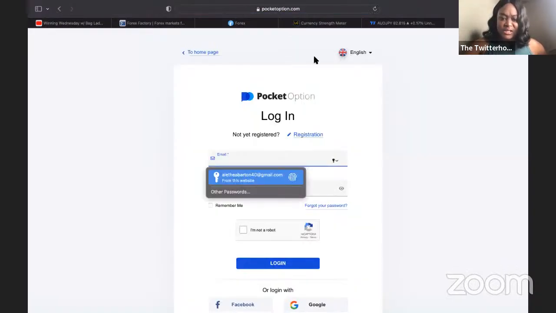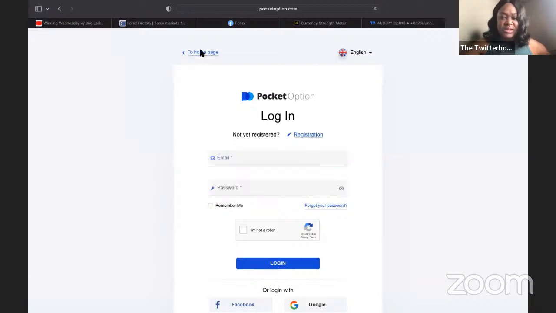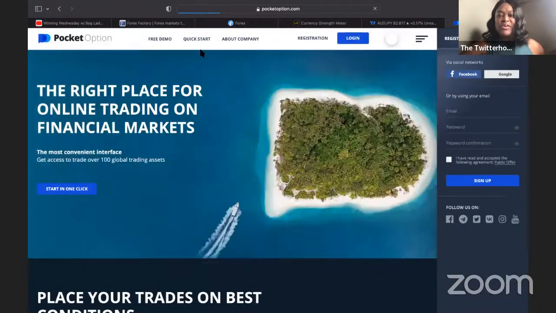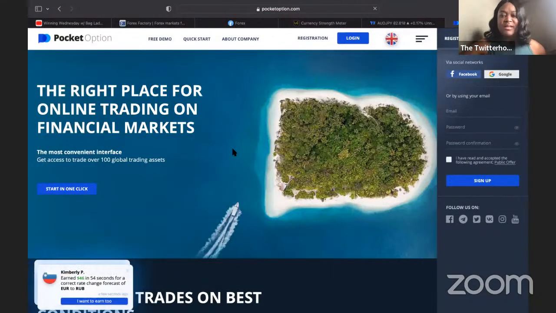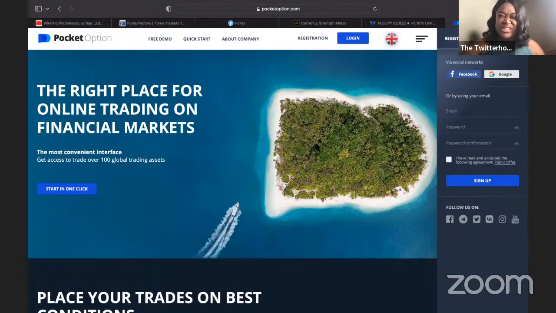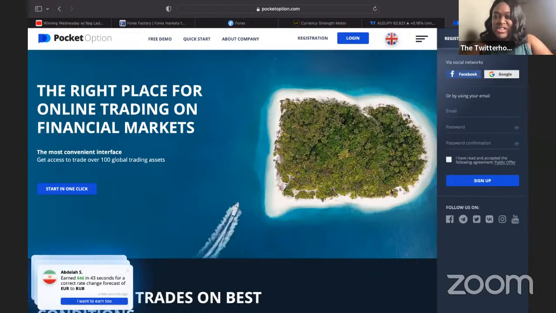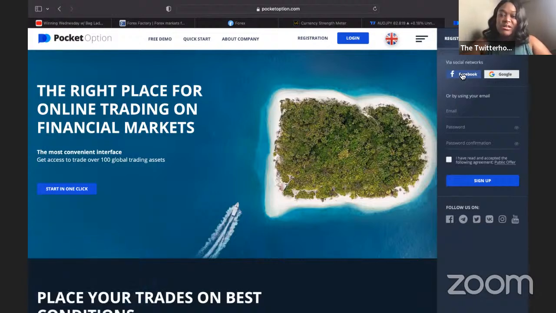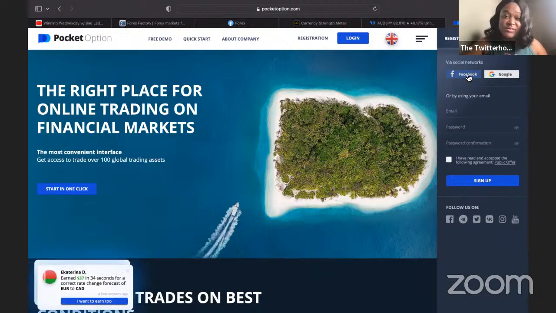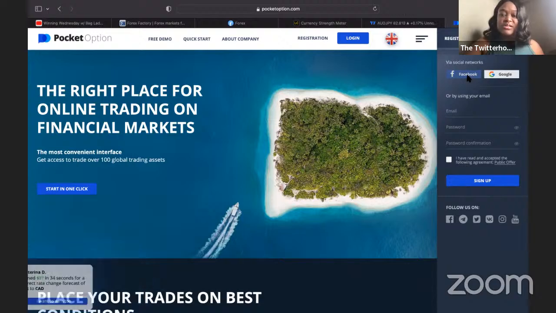So here we have Pocket Option. Let's look at the home page. When you first come to pocketoption.com, it looks like this lovely island. I want to go to an island soon. I'm in New York. It's really cold up here right now, right? So there's the registration here or login. If you're going to register, you can do it 3 ways. You can use your Facebook credentials if you have a Facebook account. You can use your Google credentials, or you can use your email and create a password.